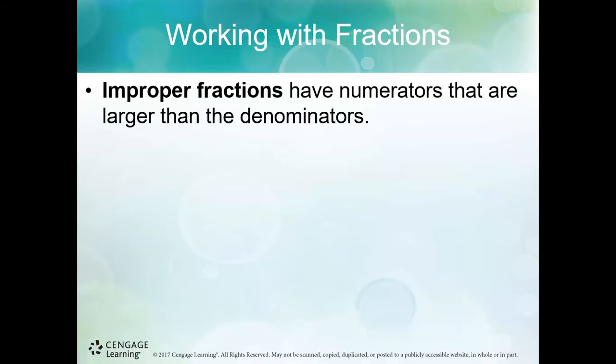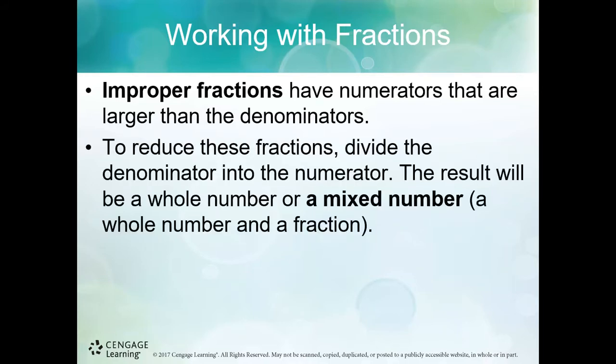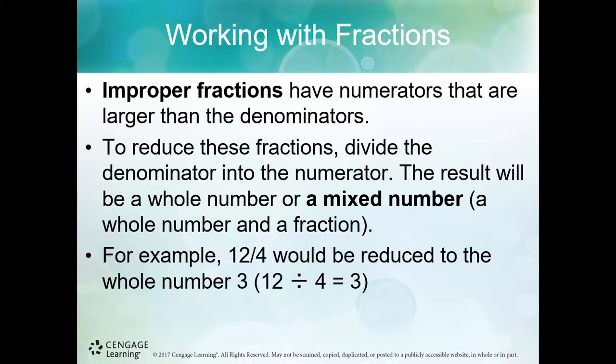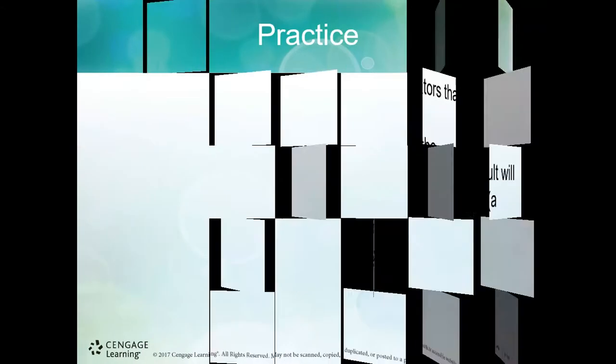Improper fractions have numerators that are larger than the denominators. To reduce them, you'll divide the denominator into the numerator, and the result will be a whole number or a mixed number. So 12/4 is an improper fraction. You can divide 12 by 4 to get 3, a whole number.